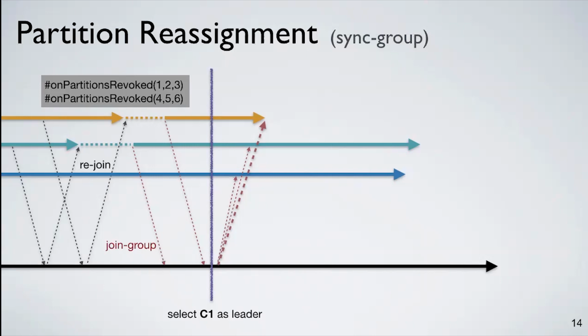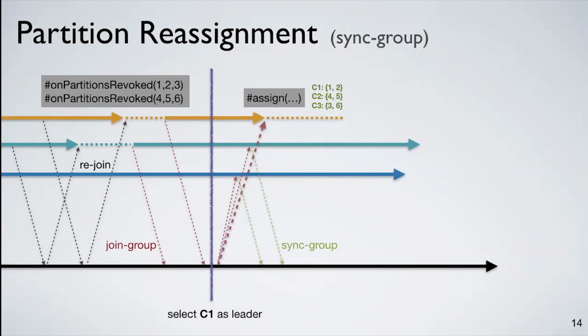For the other non-leader members, right after they receive the join group response, they can now send the sync group request in the second round trip, to request the new assignment for themselves. Whereas the leader, upon receiving the join group response, now needs to execute the assignment logic, which is again an interface that can be customized by the user. And let's say in this example, the leader decides to give one partition from each of the existing consumers, C1 and C2, to the new member, C3, namely partitions 3 and 6.